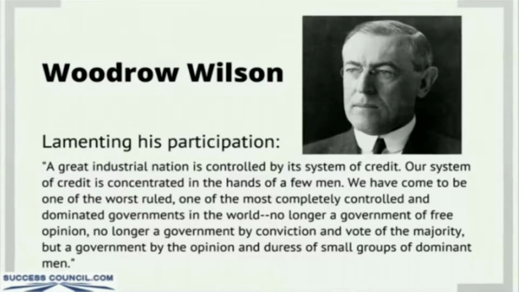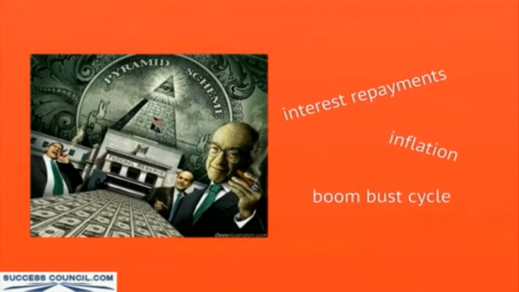So there you have it, the Federal Reserve, how it works, and who it's working for. It's not there for you. It's there to take from you through interest repayments, inflation, and the boom-bust cycle it creates. Believe it or not, what you just learned is the key to the massive wealth transfer that has already begun.